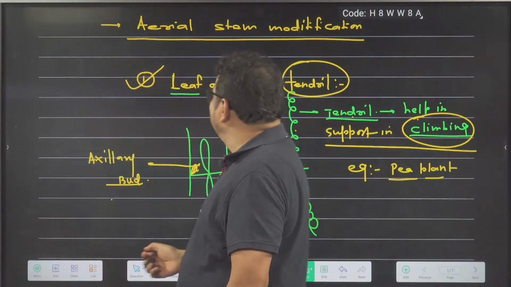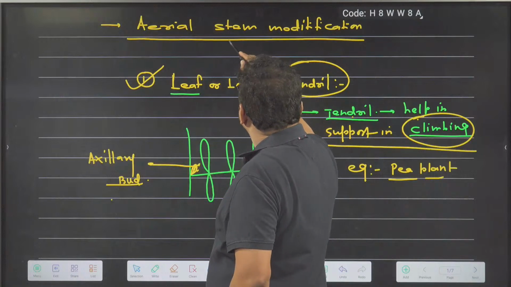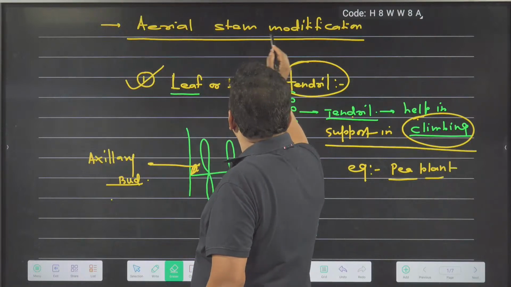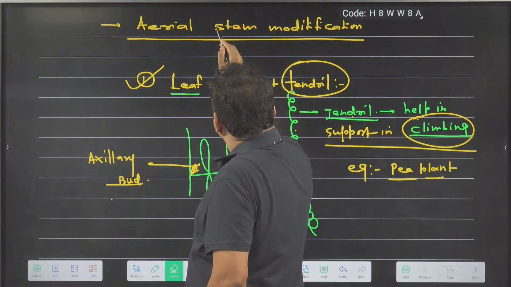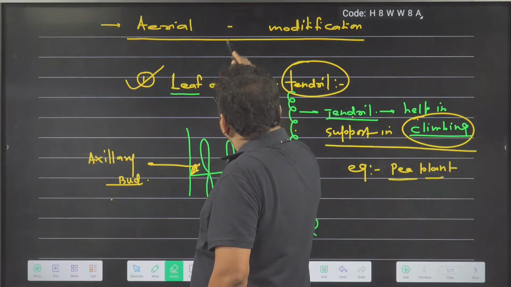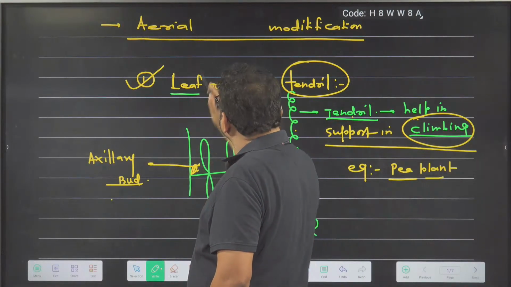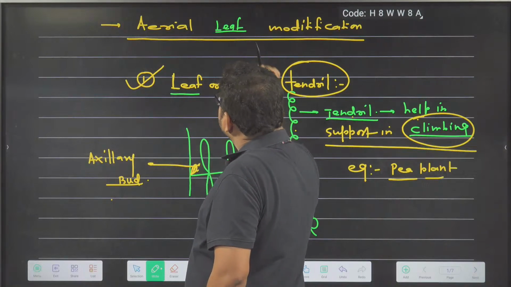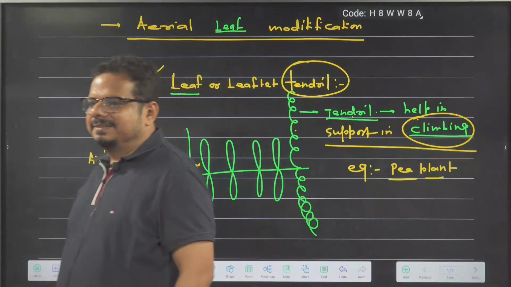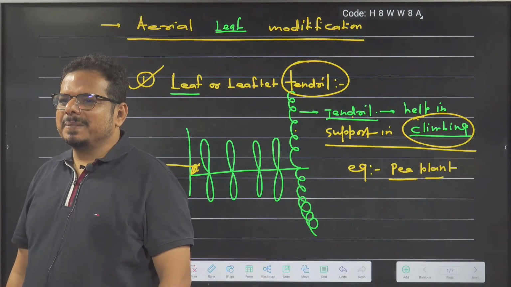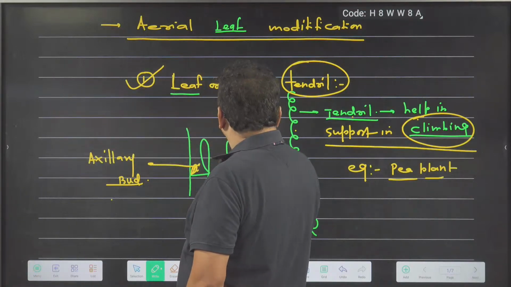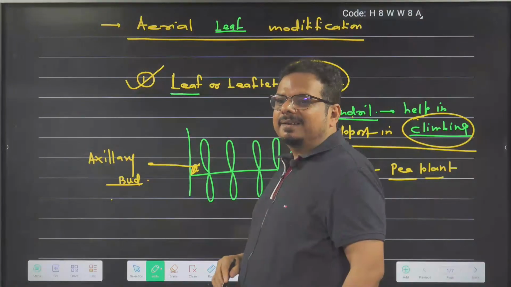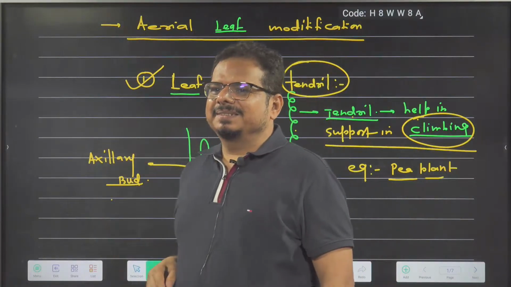Here I wrote about which modification? We are dealing with stem modification, and we rewrote about which modification? Leaf modification. Got the idea? So leaf or leaflet tendril, it is a modification of leaf. Suddenly it clicked in my mind, something is there.